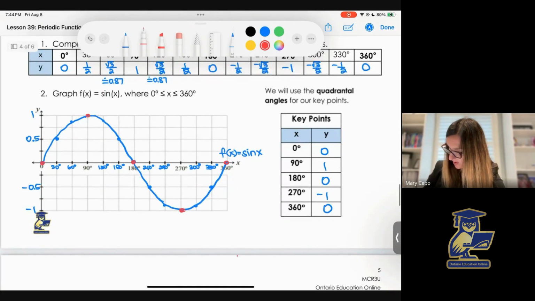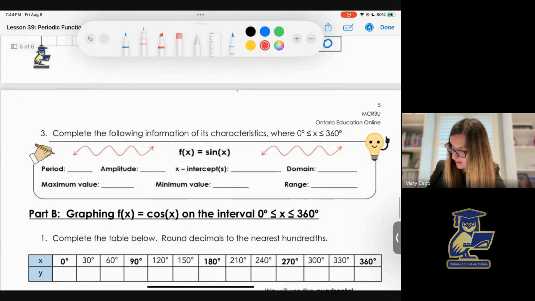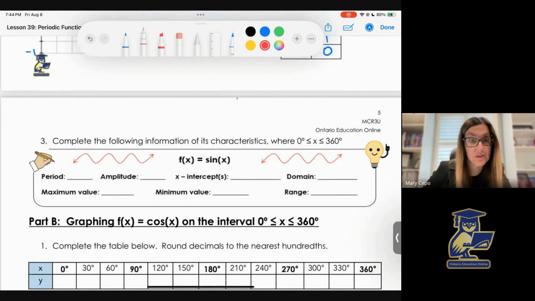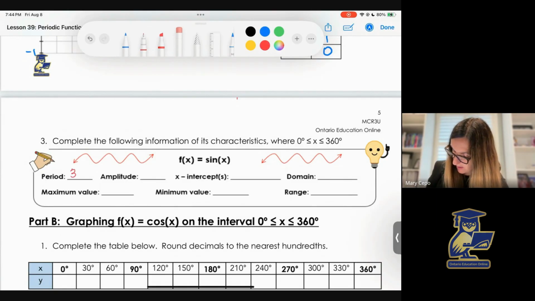Okay, so moving on, let's see what we can gather from this graph. Complete the following information on its characteristics where x is greater than or equal to 0 but less than or equal to 360. What is the period? When does one full cycle occur? The full cycle occurs between 0 and 360. It goes up, it comes down, and then comes back to the equation of the axis at 0. So we're going to say that would be 360.